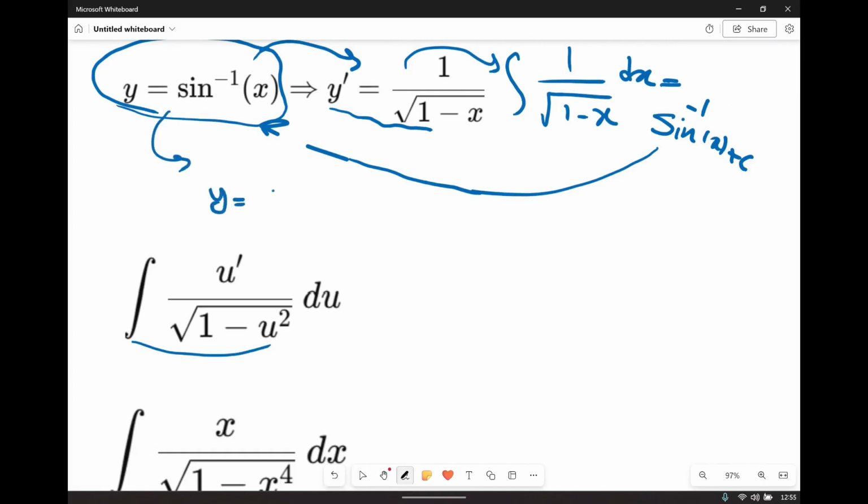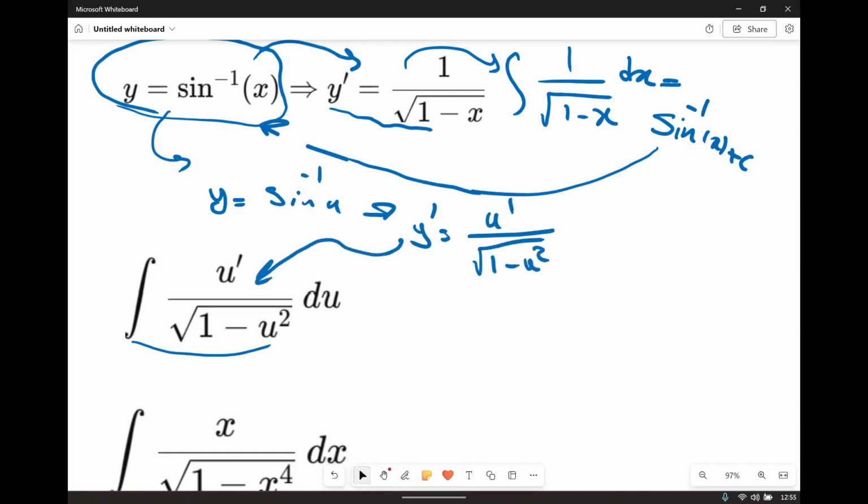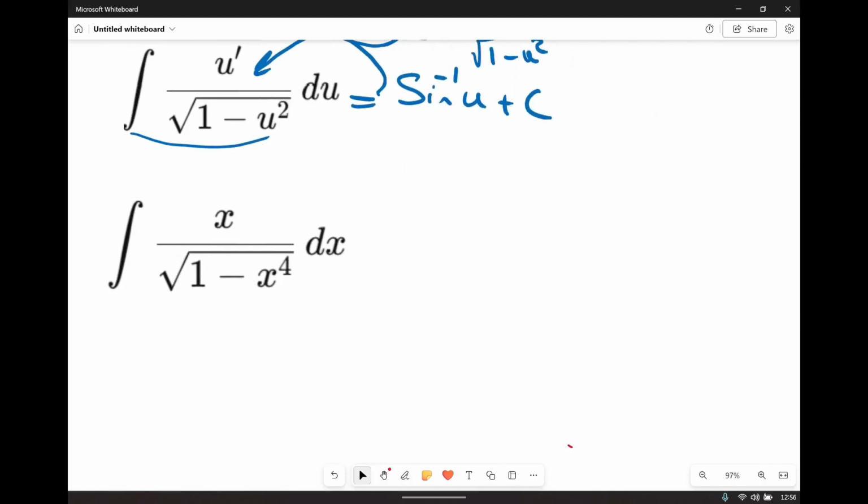Okay, before this question I'll tell you the general form of this inverse. If y is sine inverse of u, then the derivative is u prime over the radical of 1 minus u^2. It's so obvious. If they give you exactly this type, you can answer sine inverse u plus c, because they are inverses. Okay guys, what's your idea about this?